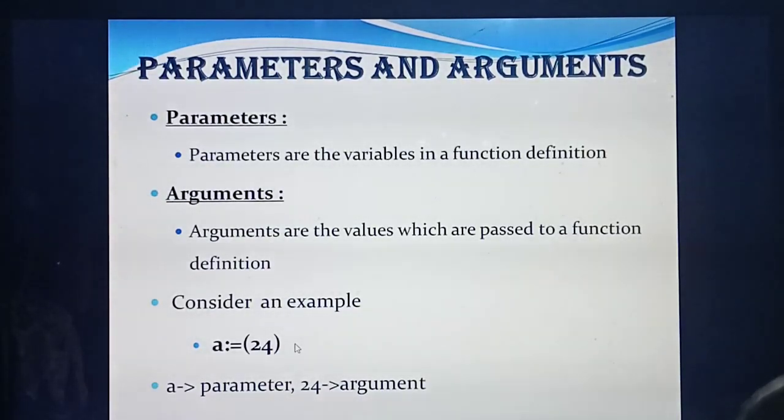At that time you need to write which parameter is declared there and what the argument is. What do you mean by parameter now? A is the parameter, that is, variables used in a function definition are called parameters. What do you mean by argument? Value used in a function definition. What's the value you are using? 24. So 24 is the argument. Understood? This is a very important book-inside 3-mark question: define parameters and arguments with example. Please note it down in your notebook. Understood?